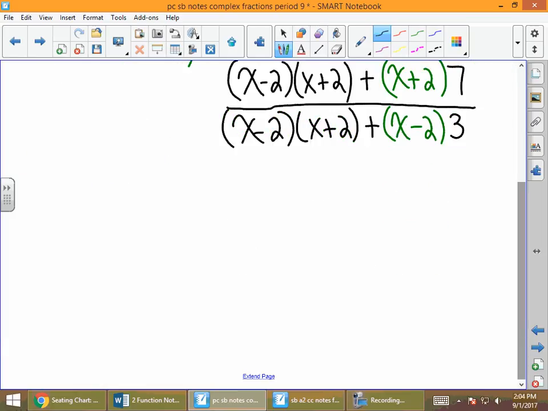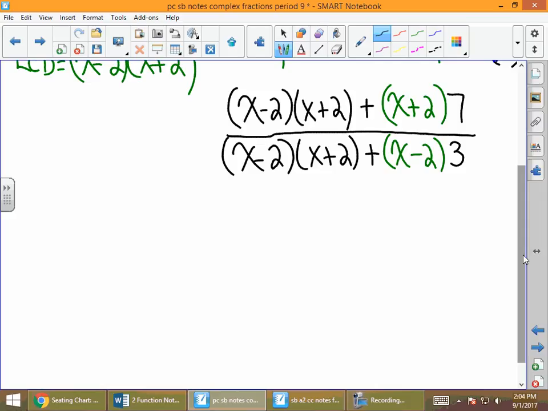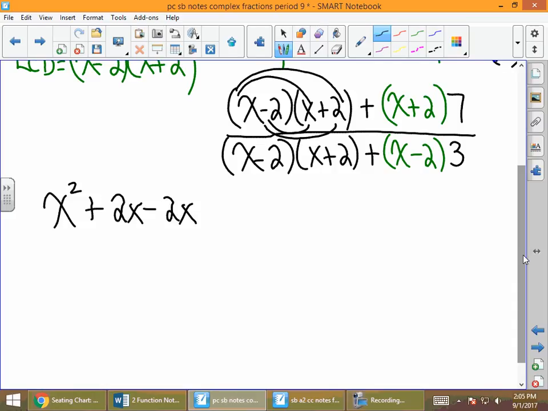But what we do need to do is take this fraction that's taking up most of the board, and we're going to FOIL here, and here, and here, and here. So we get x squared plus 2x minus 2x minus 4. First, outer, inner, last. It's the distributive property. In our next term, we distribute the 7, and we get plus 7x plus 14.